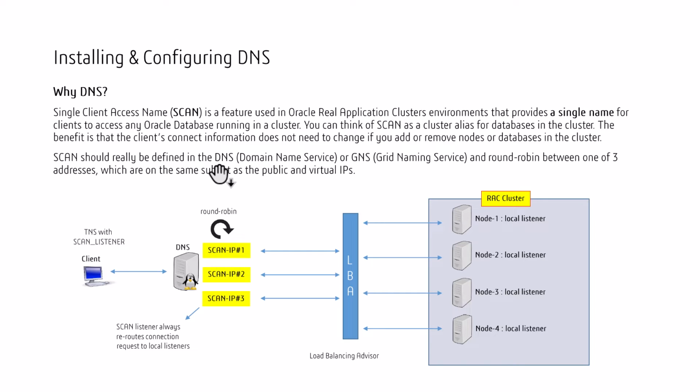The benefit is that the client connect information doesn't need to change if you add or remove nodes or databases in the cluster. SCAN should really be defined in the DNS, Domain Name Service, or Grid Naming Service, and round robin between one of the three addresses which are on the same subnet as the public and virtual IPs. Okay, so we have DNS with SCAN listener, and for the round robin, SCAN IP 1, SCAN IP 2, and SCAN IP 3. So the SCAN listener always redirects the connection request to the local listener.